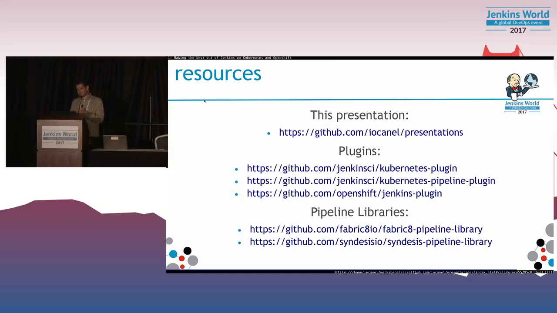And of course, two pipeline libraries that heavily use Kubernetes and OpenShift, and you can draw ideas from that, or you can even reuse them as is. The first one is the Fabric8 pipeline library, which is used in the Fabric8 CI/CD solution. And the other is the Synthesis pipeline library. You could consider the Synthesis pipeline library as a small subset of the Fabric8 one, which is more focused on OpenShift.